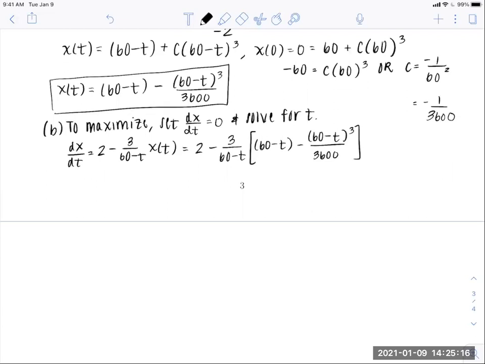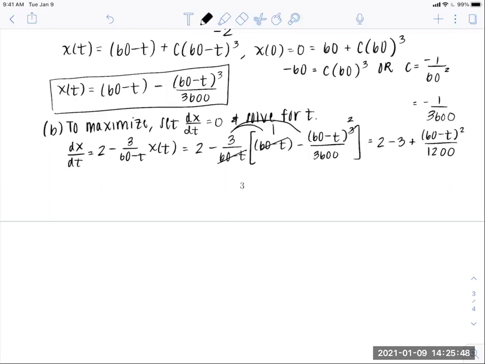And then I'm going to, first of all, distribute this 60 minus t on the bottom. So that makes this 1, and this brings it to a 2. And then I can also distribute this 3. So what I get here is 2 minus 3 plus (60 minus t) squared over, if I take 3 out of the bottom, I'm left with 1200. All right, so that simplifies things a bit.